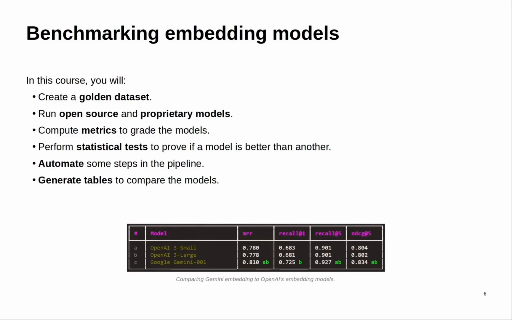And this is what I was talking about. These are the 3 models that I compared using the private dataset. And you can see that Gemini is beating the OpenAI models. We are going to do the same thing, but I'm also going to include other well-known open source embedding models.